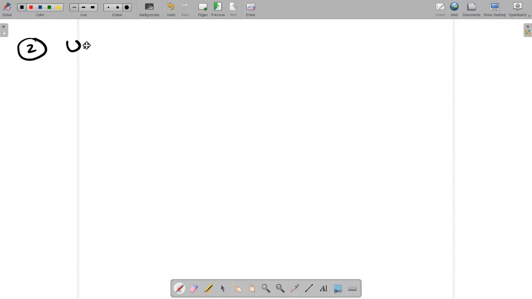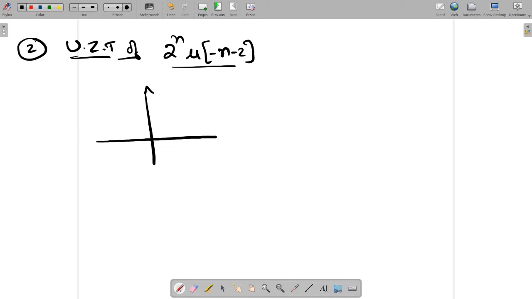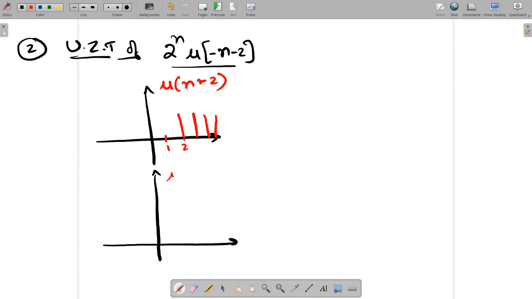If I say find the unilateral Z transform of 2 raised to n u of minus n minus 2. Fine. What is u of minus n minus 2? In n minus 2 there are two operations over here. One is delay and one is reversal. So delay will start from 2. This is your u of n minus 2. Okay. What is u of minus n minus 2? It is the time reversal.